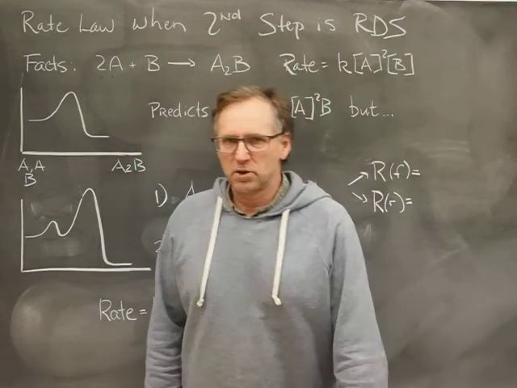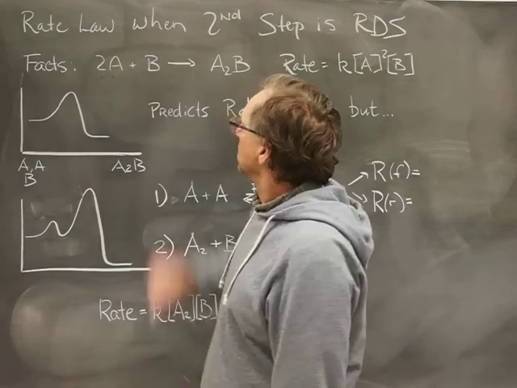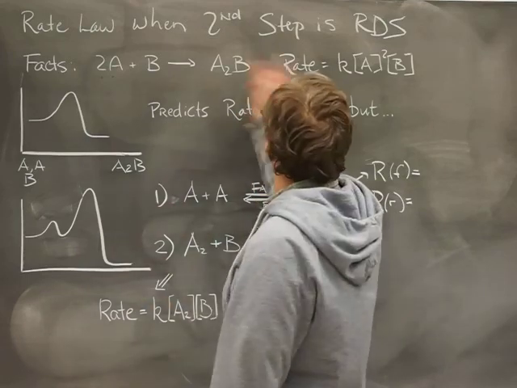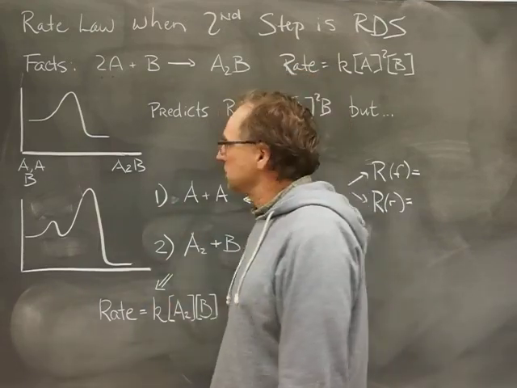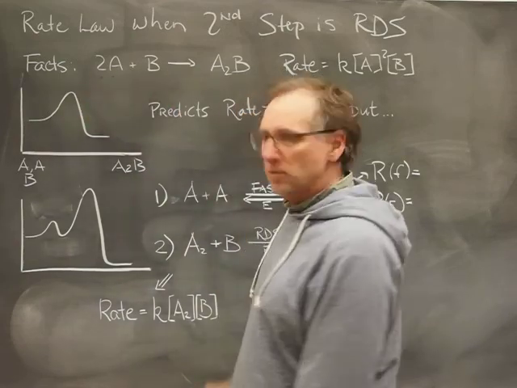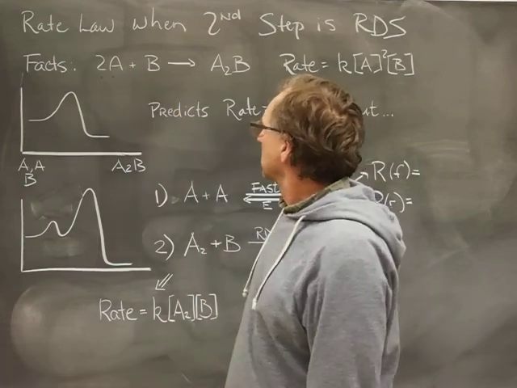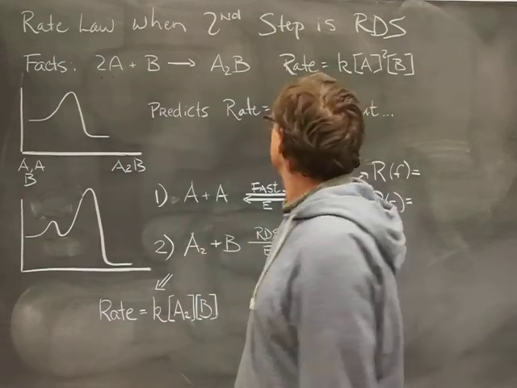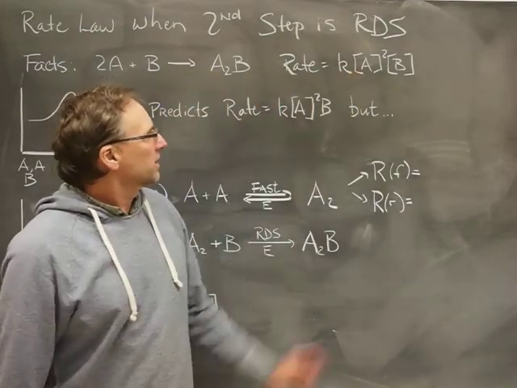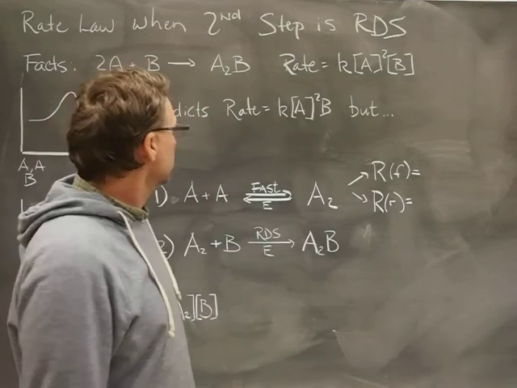Hi, I'm Steven Nestrova, and I'm here to help you out with the kinetic situation when the rate law is governed by a mechanism in which the second step is the rate determining step. As an example, we're just imagining that we have a reaction between A and B, so two A molecules combined with the B to make this compound A2B, and we're just saying that the observed rate law is k times A squared times B. And so those are the facts.